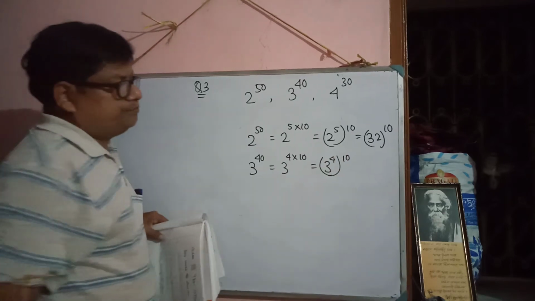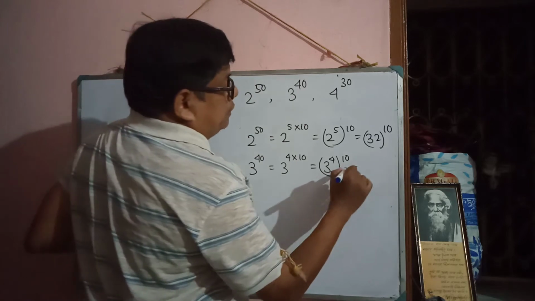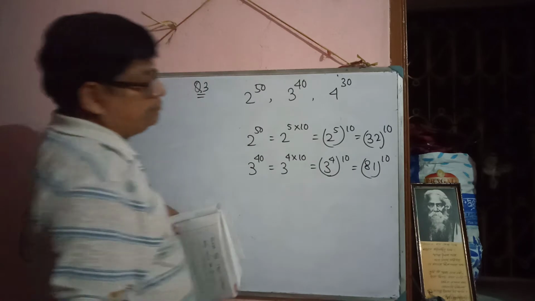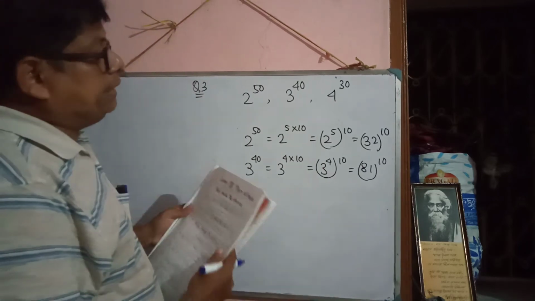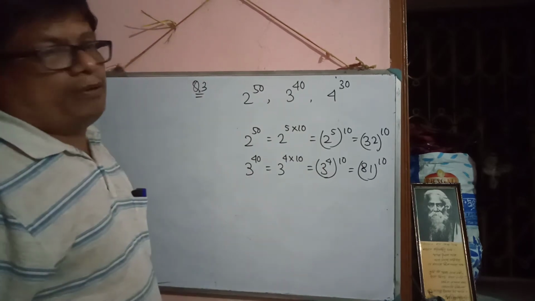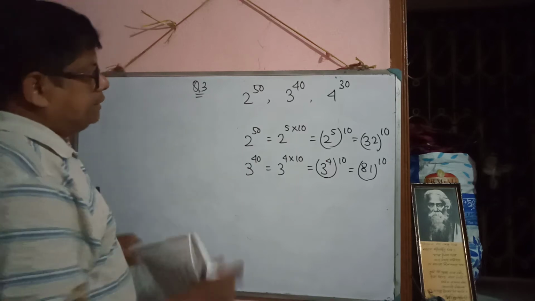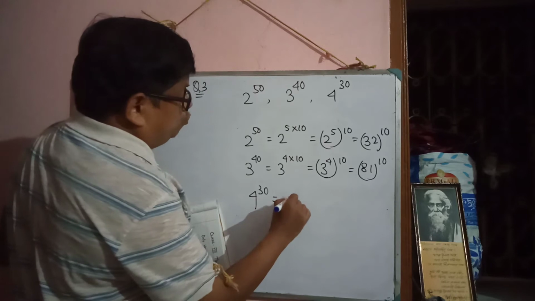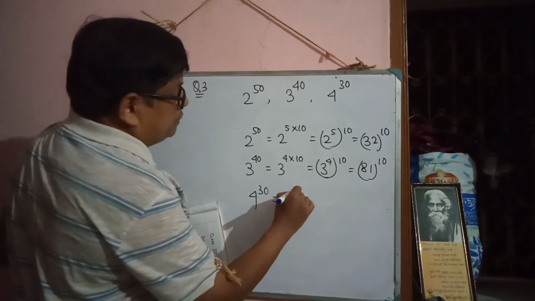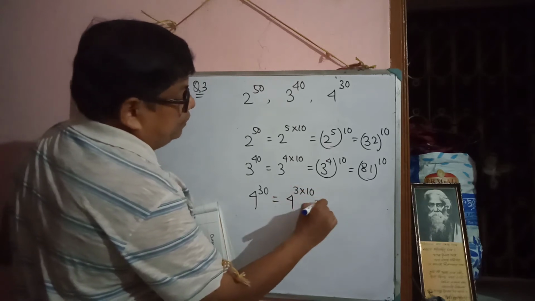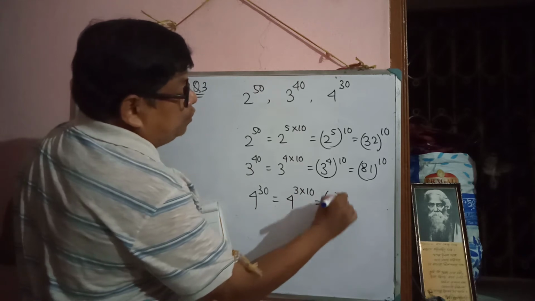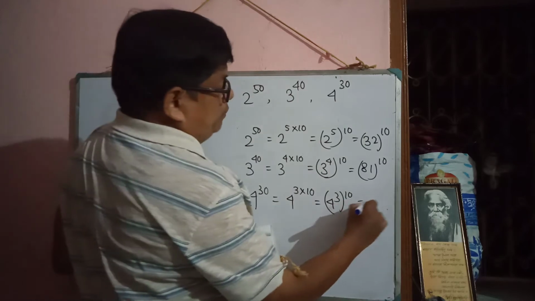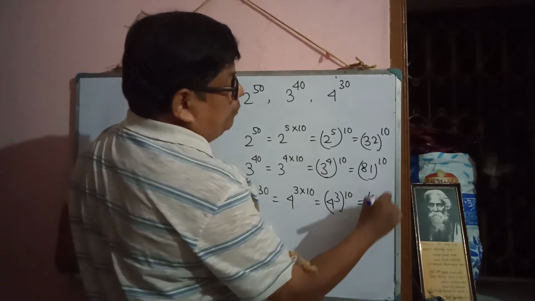Okay, same here, 3 to the power 4 we can write as 81 whole to the power 10. Again 4 to the power 30, we write 4 to the power 3 into 10, so 4 to the power 3 whole to the power 10. Okay, now it will be 64 whole to the power 10.